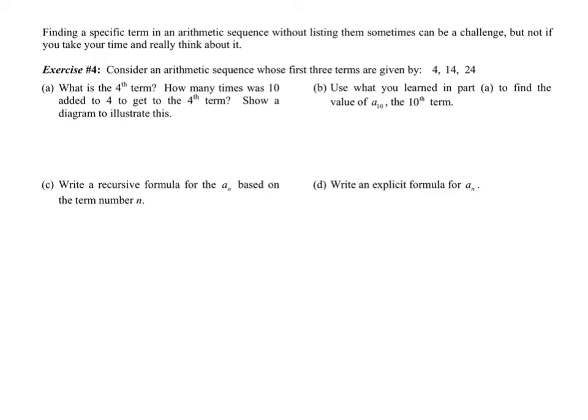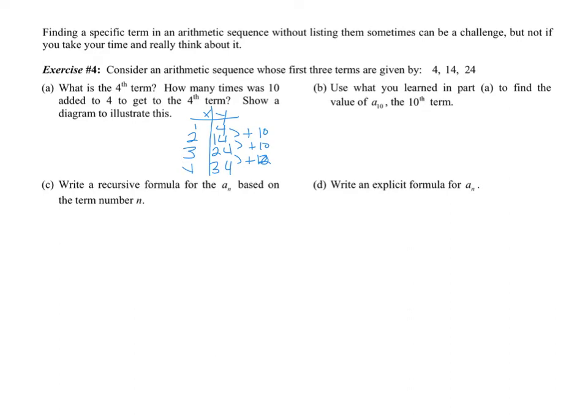Well, my diagram is going to be my table, x and y. My first 4 terms, 1, 2, 3, 4. They give us the first 3: 4, 14, and 24. The fourth term, because I'm adding 10 each time, is going to be 34. And then asked how many times was 10 added to 4 to get the fourth term. The answer is 3. Okay, it was only added 3 times right here. So the answer is just 3 times.